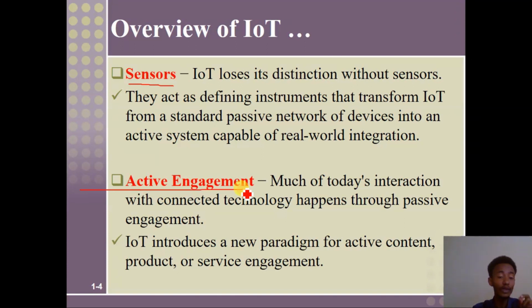In order to have active participation and active communication among IoT devices, an active engagement paradigm should be there. Active engagement is very important in order to share data among the IoT devices, and also, based on the data collected from the environment, to make good decisions as soon as the data has been collected. It is very important for the Internet of Things.